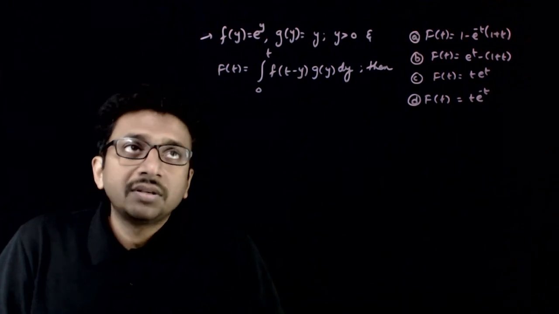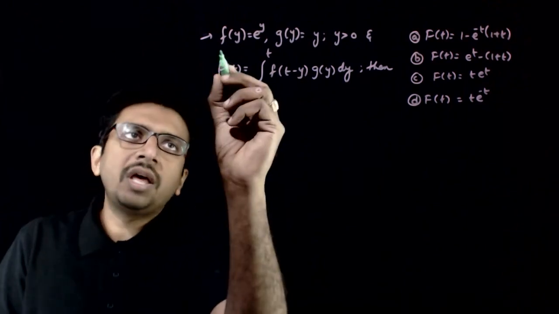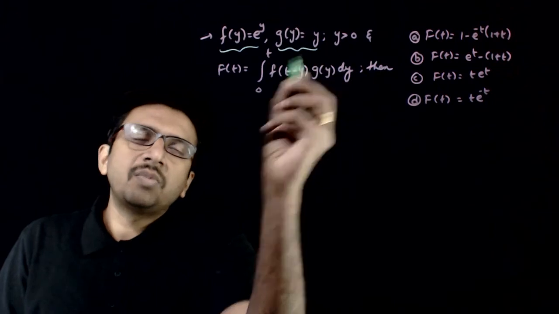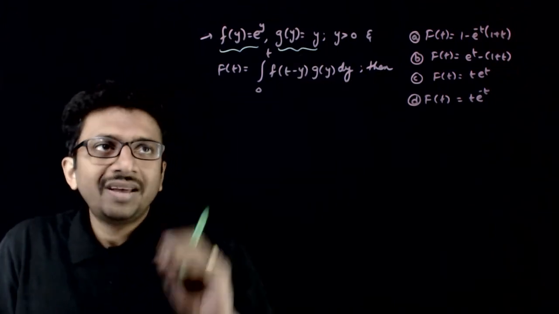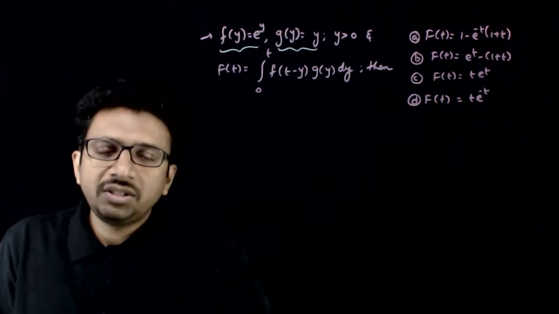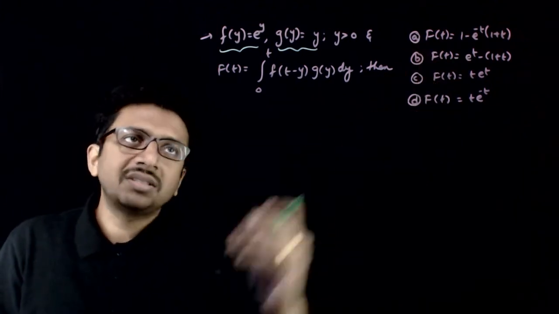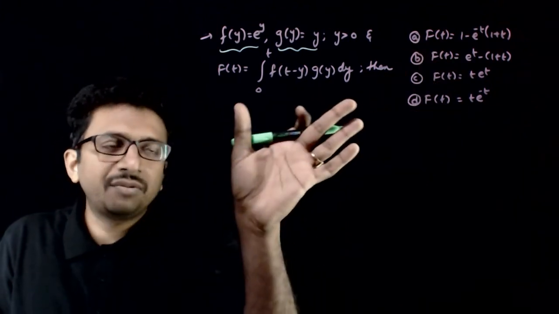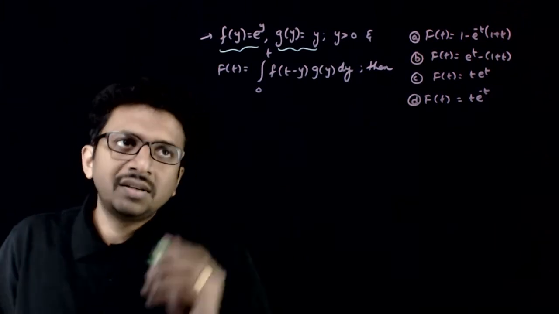So welcome students. In this question you're given that small f of y is e power y, small g of y is equal to y, and capital F of t is the integral from 0 to t of f of t minus y times g of y dy. In that case, what is the value of F of t? That means you're asked to find what the integral of this is.